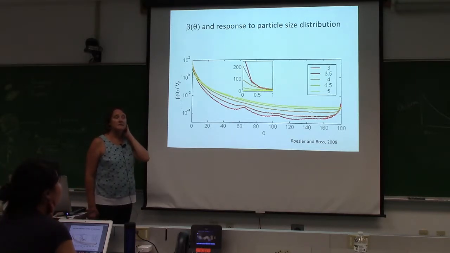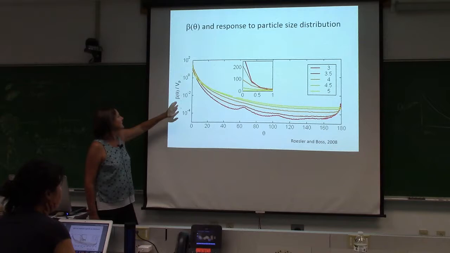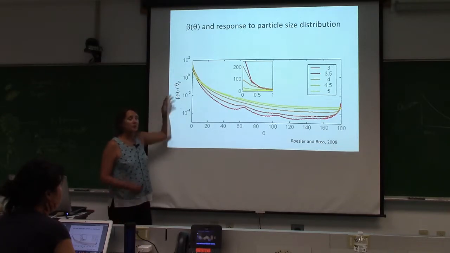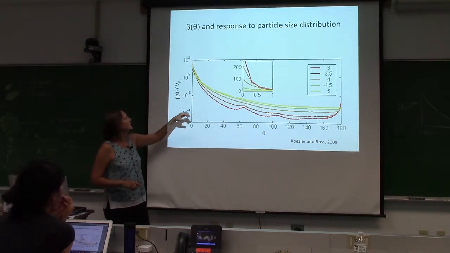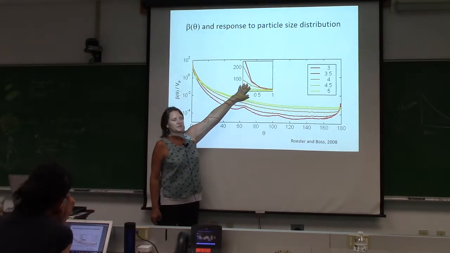Larger particles scatter less in the backward direction, and this is normalized by the total. So we have an equivalent volume of material. We've just partitioned it into different sizes. And what do you see in the forward direction?